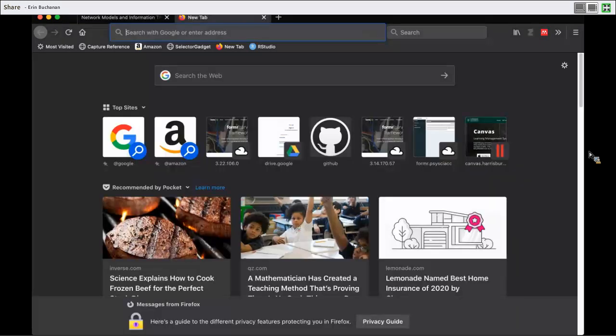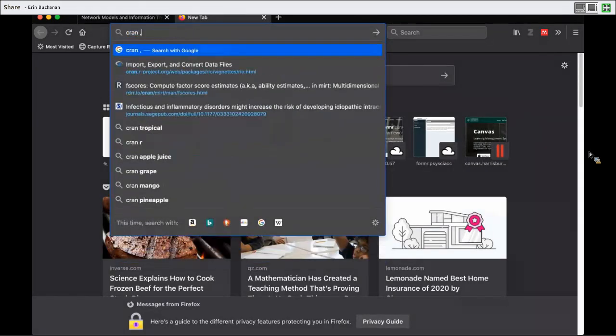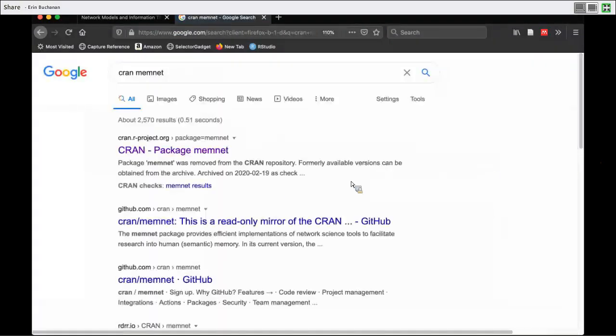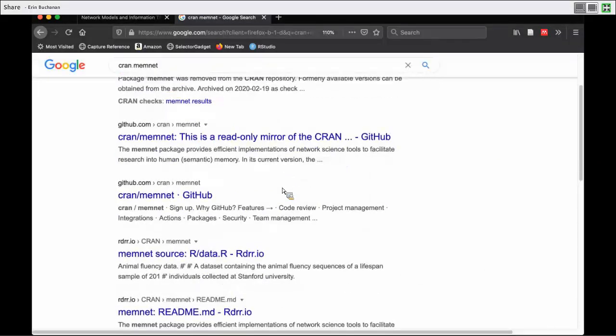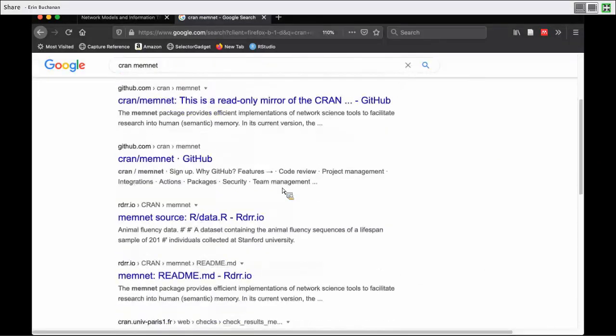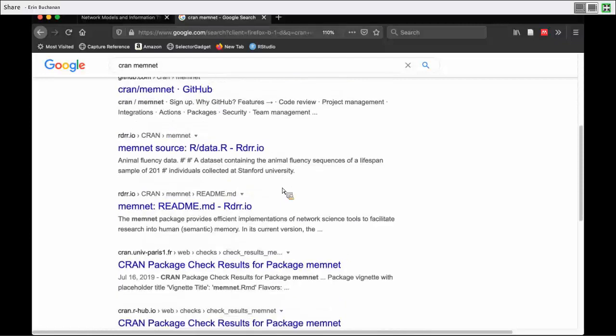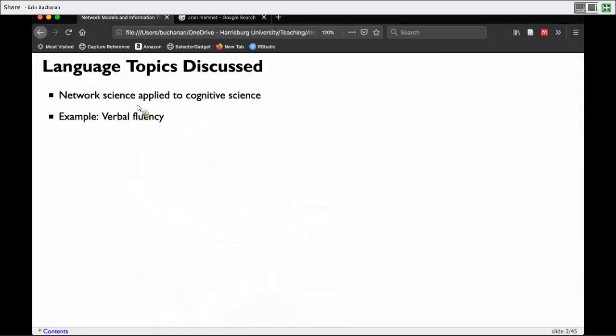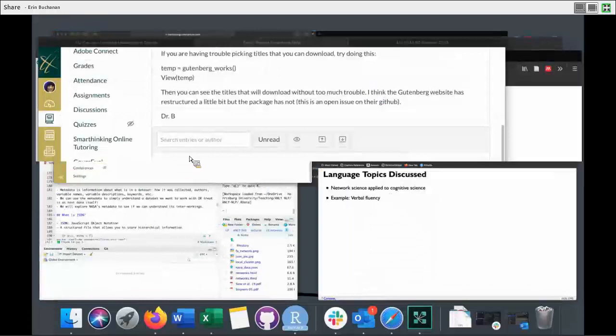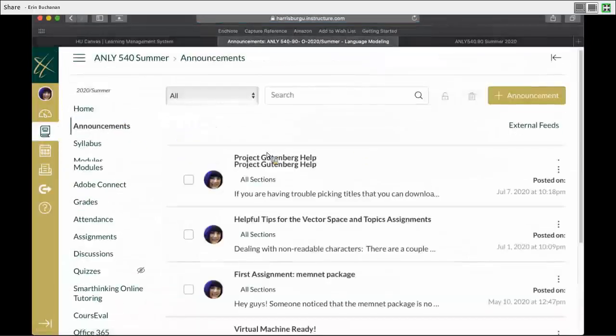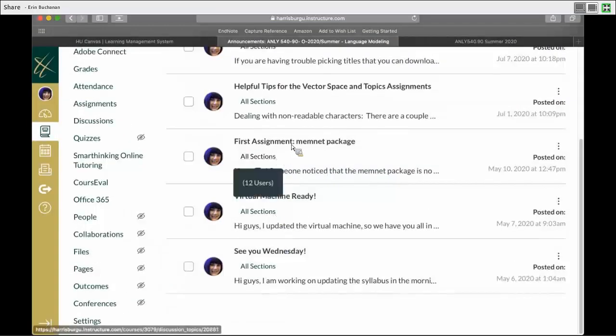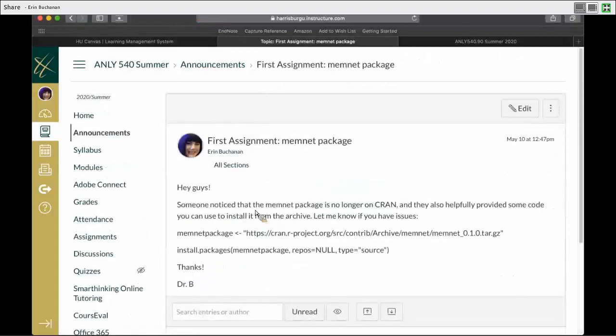Now, MemNet, I think, is still not in CRAN anymore. Let's look. MemNet. I'm not sure why they didn't update it. I posted a link a while ago in the announcements from Sean that says, here's how you install it if yours is no longer working. So it's still available, but you have to get it from the archive.